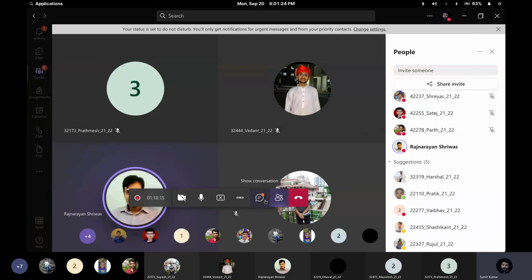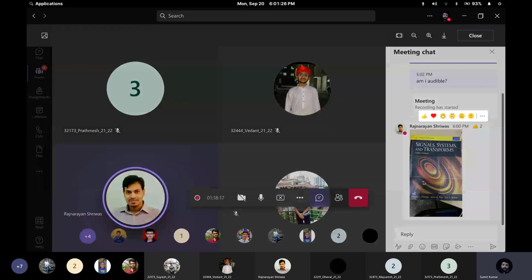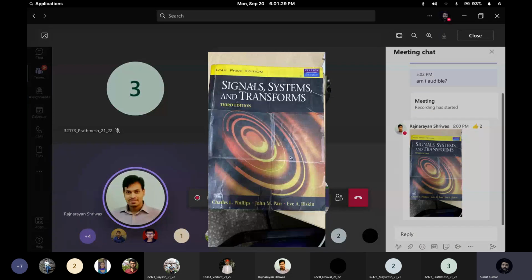Okay, let me just see that. This is the book: Signals, Systems and Transforms by Charles Phillips. I don't remember the rest of the name, but it's a very good book if you want to solve problems. It's available in the library as well, so you can see that. And we will give you a photocopy of its second chapter so that you can solve problems. Okay.